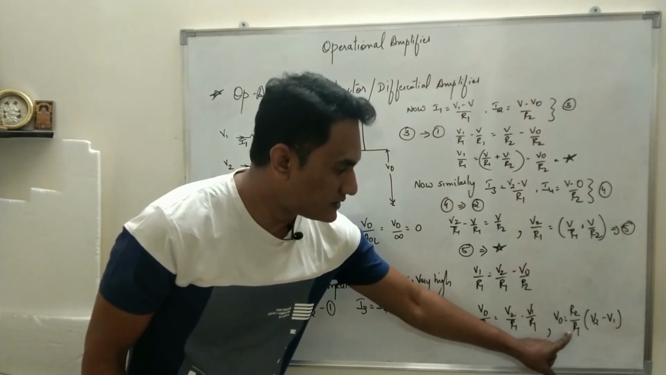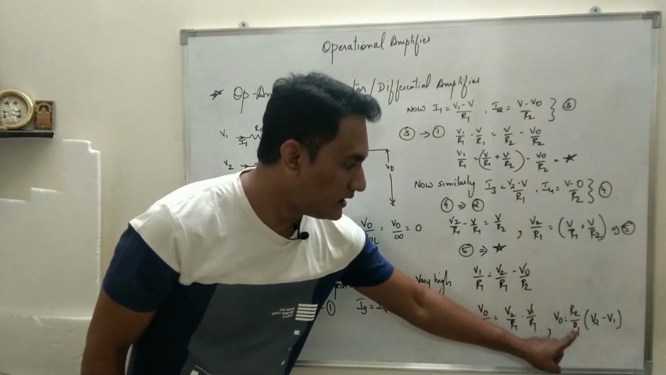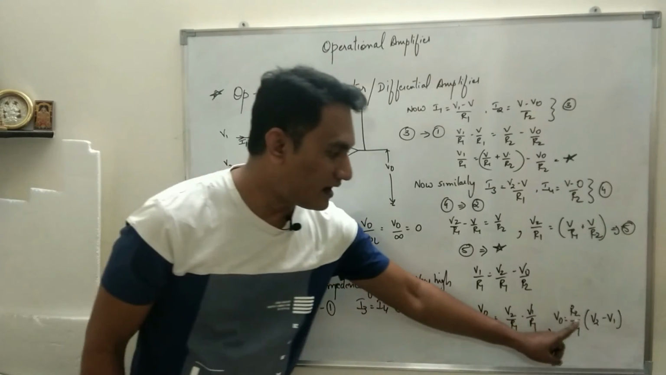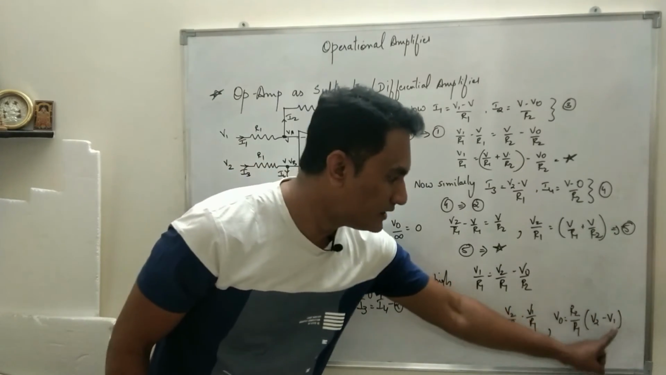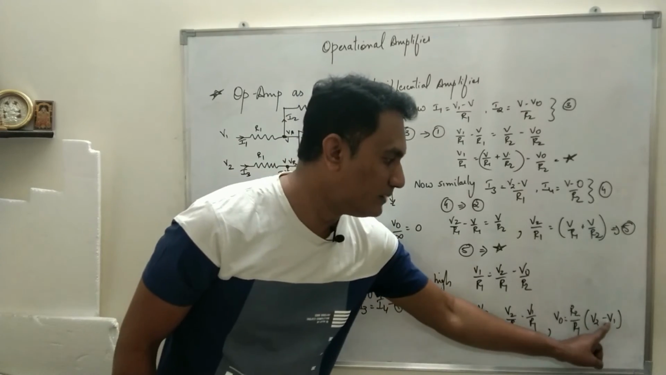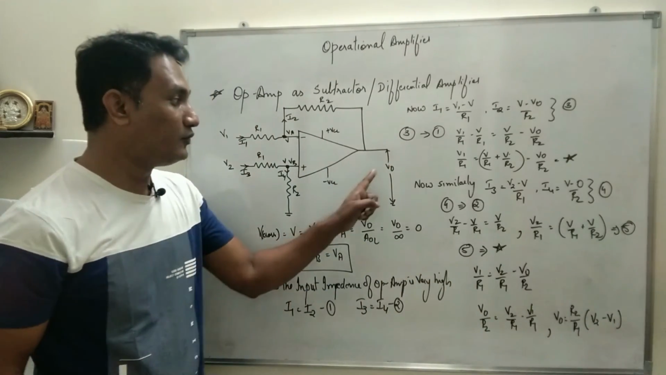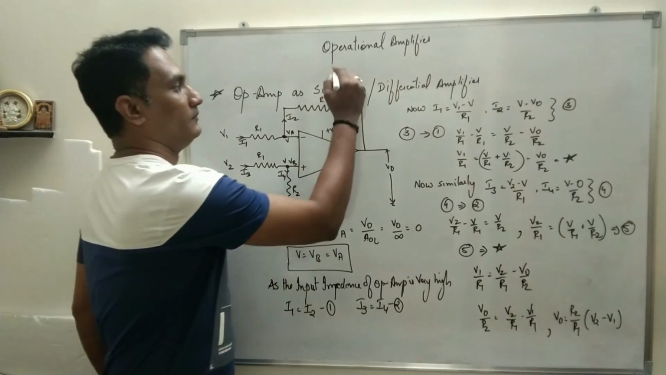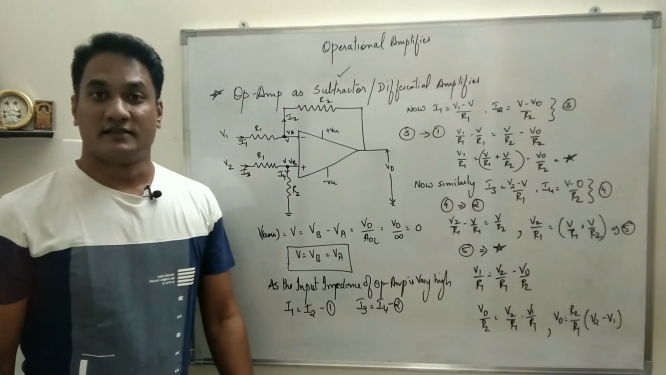Now in this equation, if I make R1 and R2 the same, what am I going to get? This equation becomes V0 is equal to V2 minus V1. That means the output is the difference between the two input voltages. That means it works as a subtractor.